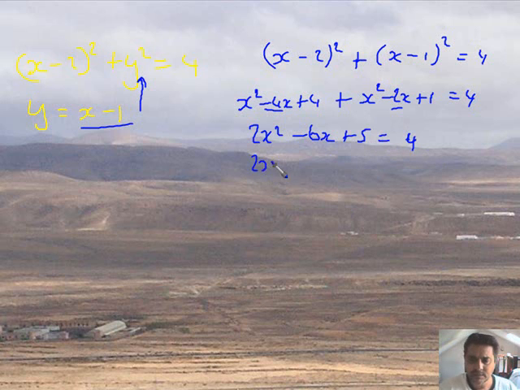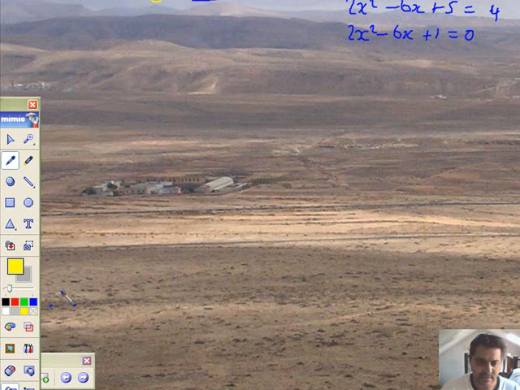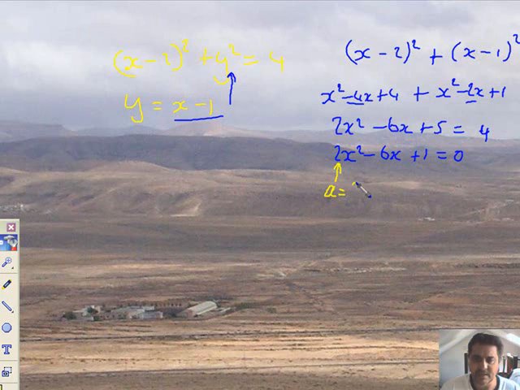Bring the 4 over. 2x squared minus 6x, 5 take away 4 is 1, equals 0, and I'm told to give my answer to 2dp. In other words, don't even try factorising it. I can see it's not going to work anyway. Just to make life clearer, what we've got to do is highlight where the a, b and c are. So the a in the formula is going to be 2, the b is going to be minus 6, and the c is going to be 1.